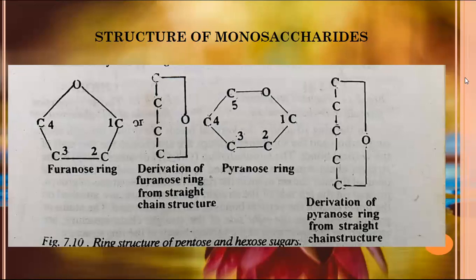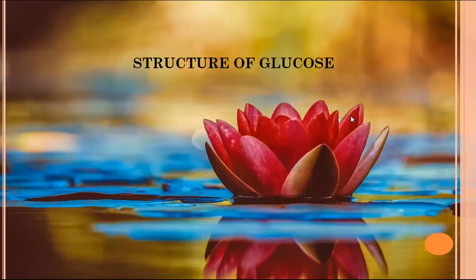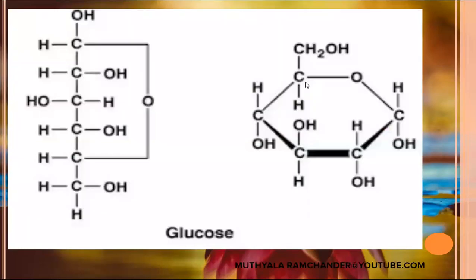Now, next we discuss the structure of glucose. It is part of the monosaccharides. The major component of monosaccharides is glucose. So let's discuss the glucose structure. The glucose chemical formula is C6H12O6. It is also called D-glucose.